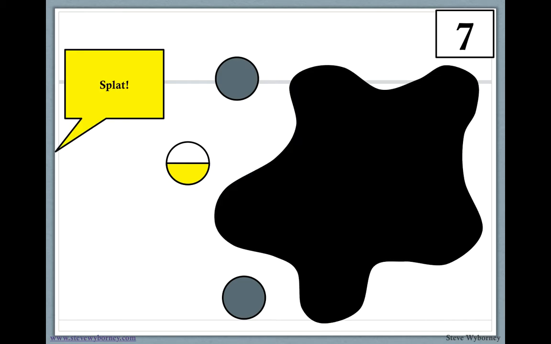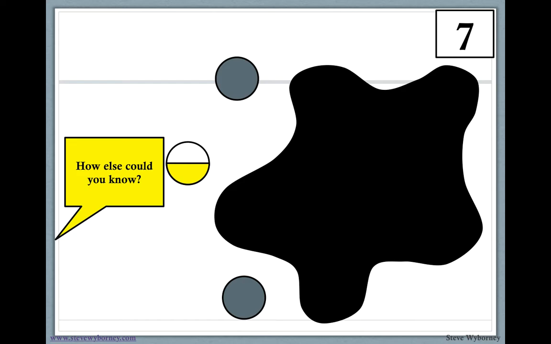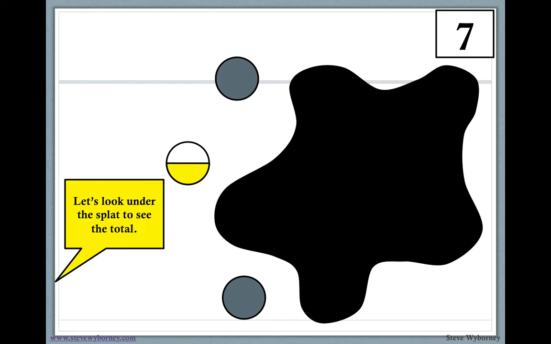Now I'm going to splat. Now I see there are 2.5 shapes left. So 2.5 plus what will get you to 7? Think about that. What is the total under the splat and how do you know? Okay, think about it a little bit more. How else could you know?